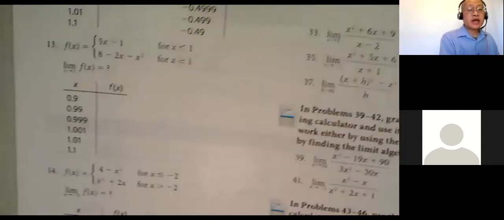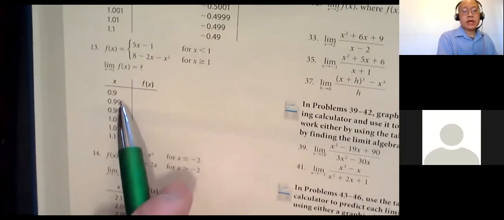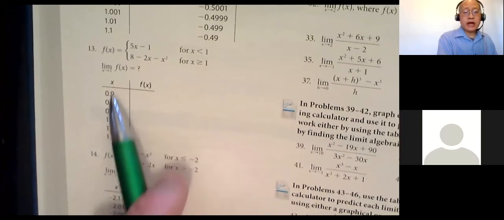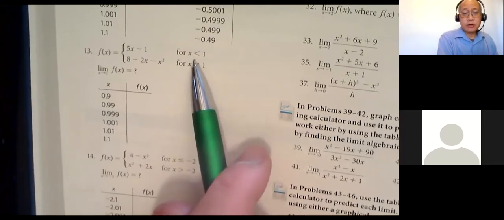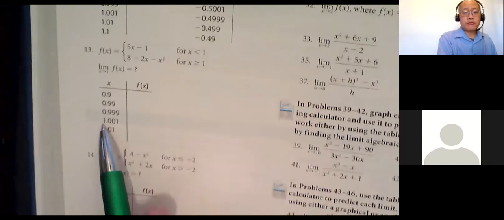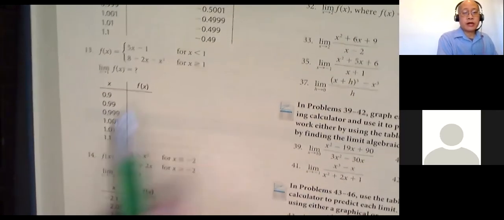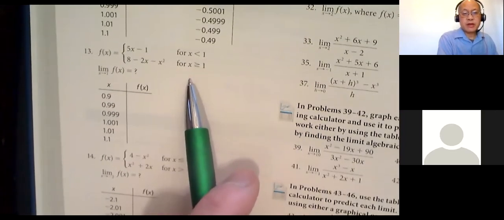And same thing for 13. I guess they have 1 again. So you do the same thing for 13. 0.9, 0.99, 0.999. The difference is that for these three numbers, you have to use the top function because it says x is less than 1. Then here, 1.1, 1.01, 1.001, you have to use the bottom function because x is greater than or equal to 1 in this case.